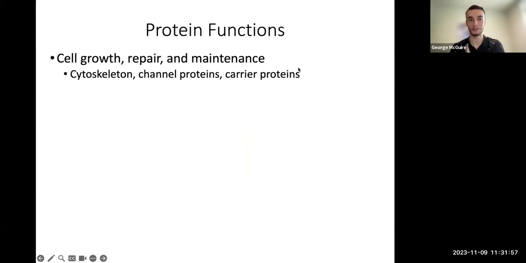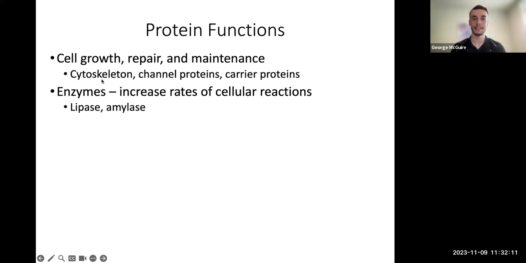So they're very important for cell growth, repair, and maintenance. They build the cytoskeleton of our cells. They make up all the proteins that will transfer molecules in and out of our cells, and even the proteins that carry these molecules throughout our cells. A lot of proteins are enzymes, which control which chemical reactions are happening in a space. So they increase the rates of specific cellular reactions.